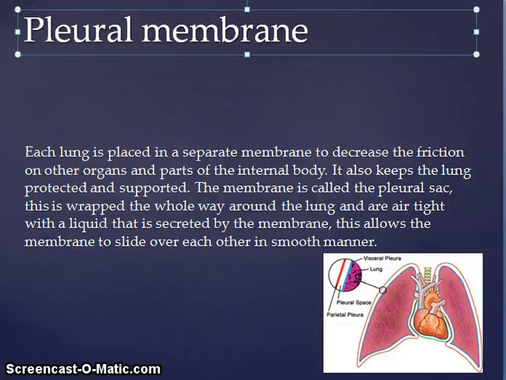The pleural membrane is wrapped the whole way around the lung to keep it airtight, with a liquid secretion in the middle of the membrane between the two walls. This allows the membranes to slide over each other in a smooth and fluent manner.